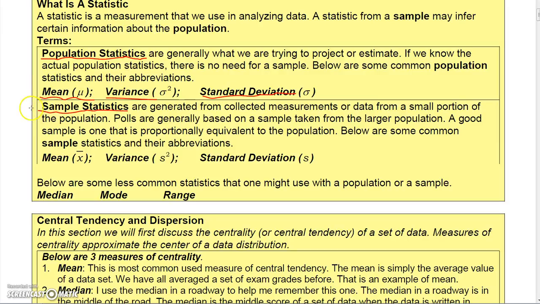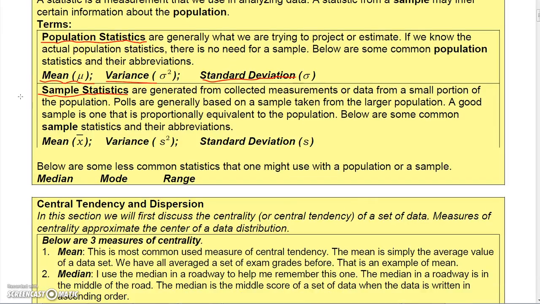So if we take a sample of, say, heights of students, we might get an average or mean height of 65 inches. So if we have a good sample, then we would infer that the population height has an average of 65 inches. So the notations for sample statistics we use: for mean, x with a bar over it; for variance, we use s squared; and for standard deviation, we use s.